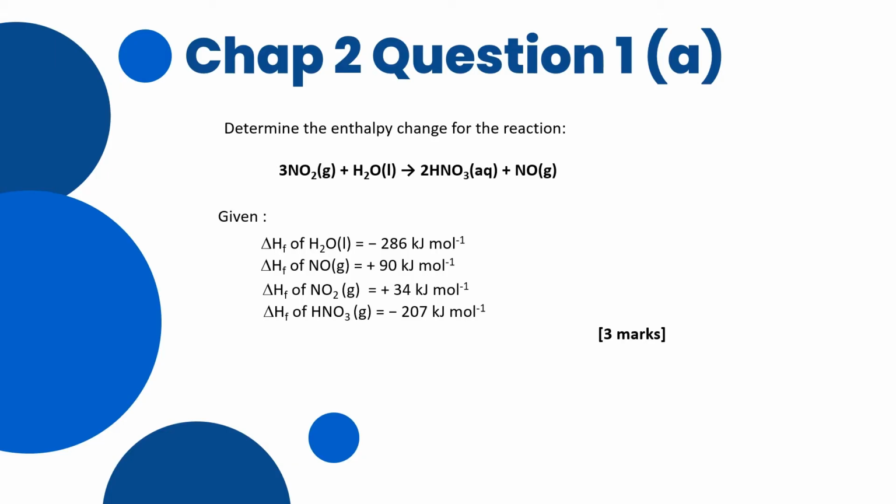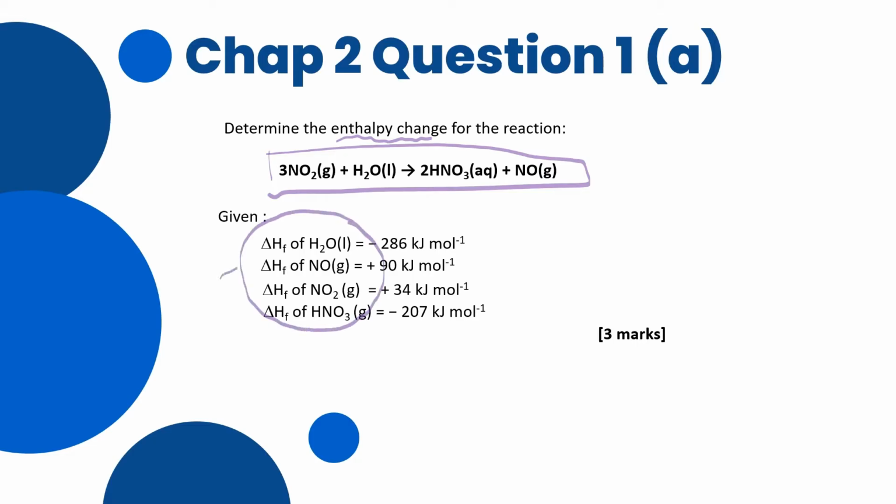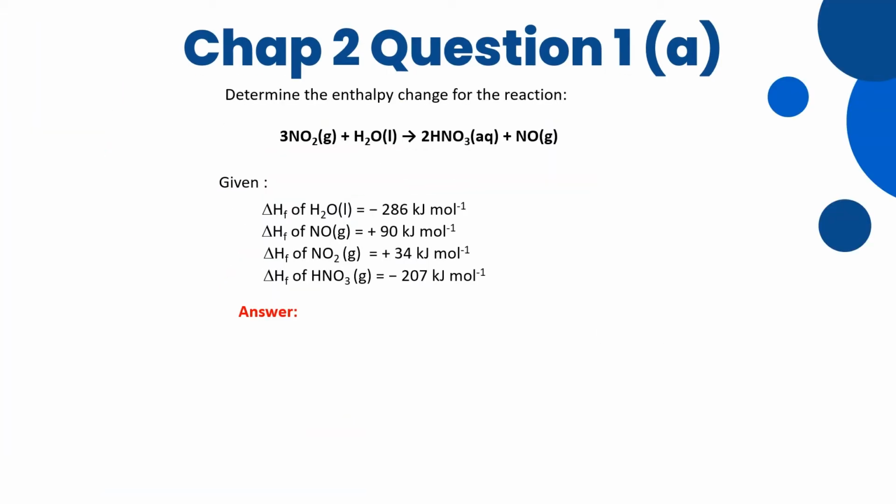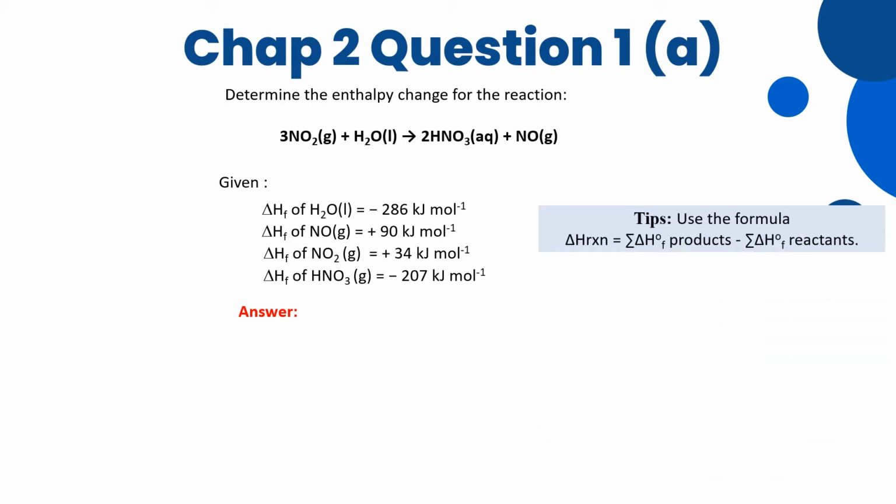Okay, let's look at question 1a. It is given an equation like this, and they ask us to determine the enthalpy change for this reaction. We note that all the values given are actually in the form of enthalpy change of formation. Now we can use the equation which involves all the enthalpy changes of formation.